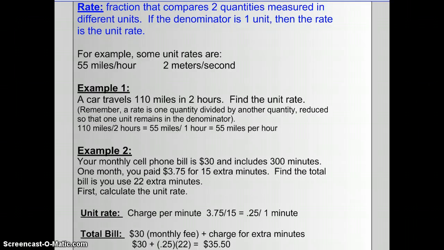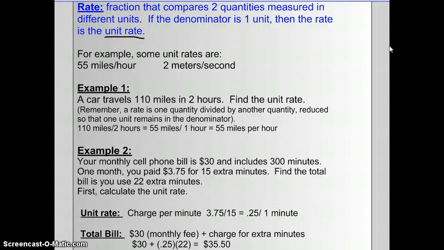When we look at rates, rates are fractions that compare two quantities, and they're measured in different units. If the denominator is only 1 unit, then the rate is actually called the unit rate. This is important, and I know you've used unit rates before, like miles per hour or feet per second. You'll note in those that the denominator is just 1 unit. That makes it a unit rate. Okay, and you can see the examples that I put here: 55 miles per hour, 2 meters per second. In the denominator you just have 1 unit, so that becomes a unit rate.